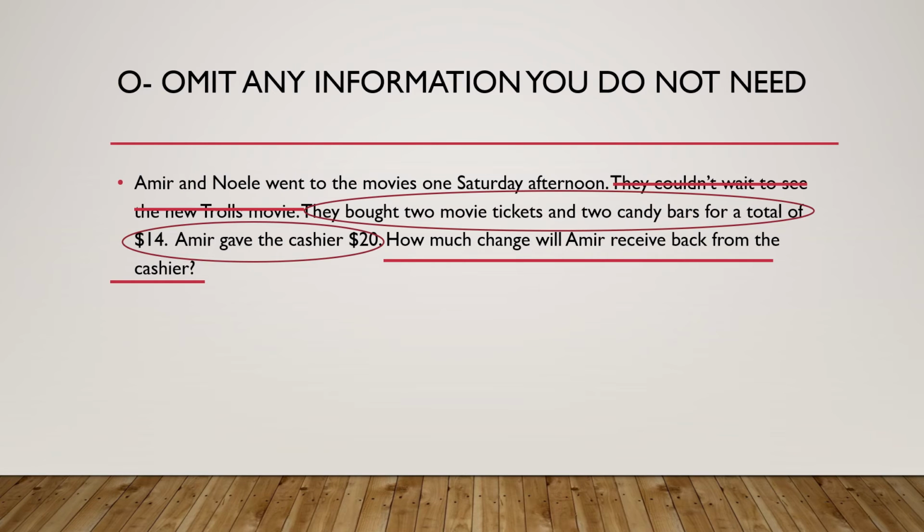I also went ahead and circled some important information that I need to keep in mind when solving my equation. So 2 things that I circled were, they bought 2 movie tickets and 2 candy bars for a total of $14, because we need to know how much money Noel and Amir spent, or what their total was for their purchases. We also need to know how much money Amir gave the cashier. I also went ahead and underlined the main question. What exactly is it that we need to be trying to figure out? So what we're trying to figure out is how much change will Amir receive back from the cashier.